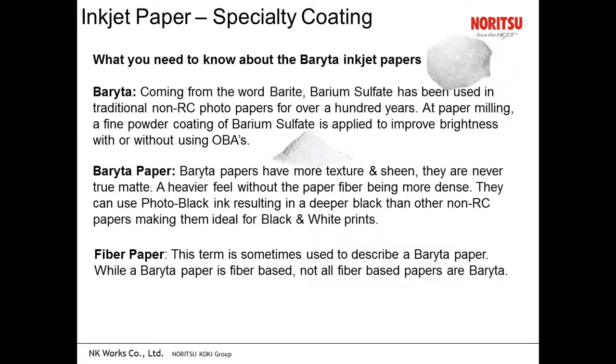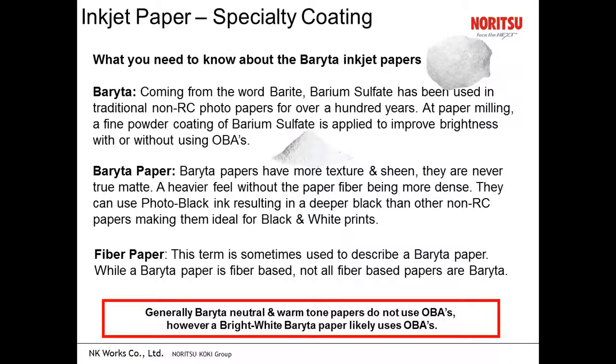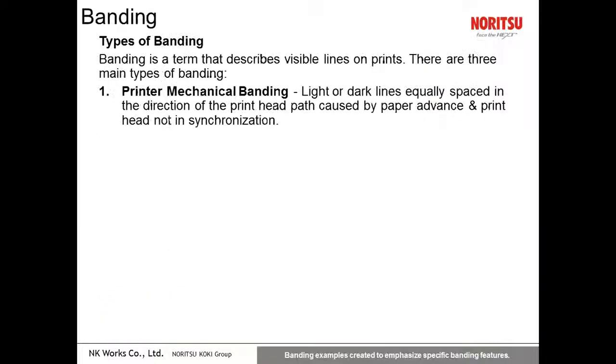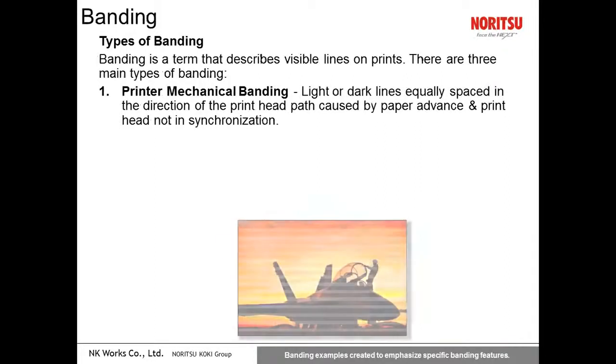A fiber paper is often used as a term to describe baryta paper. That is because traditional fiber papers were baryta paper. Baryta papers generally tend to be a warmer tone and don't use optical brighteners. So you won't get as bright of a white, but you will get a very deep black.